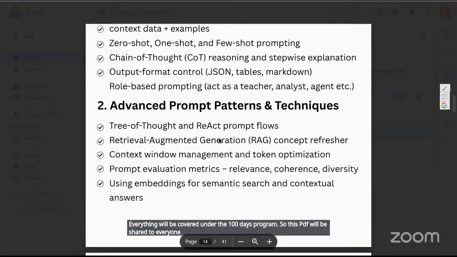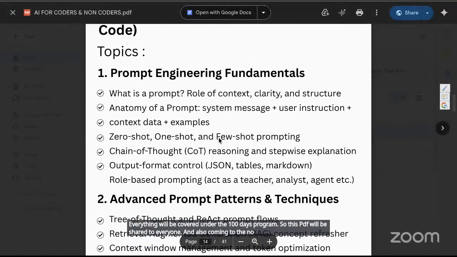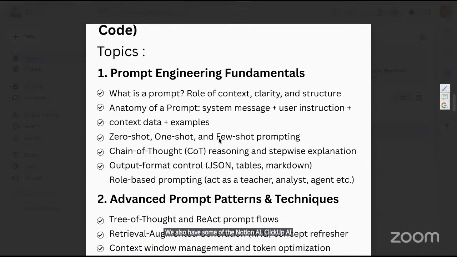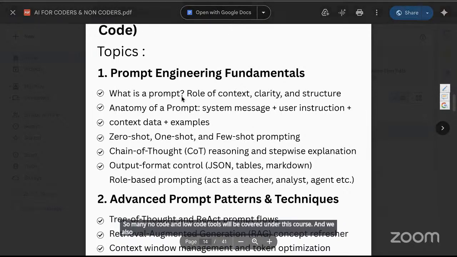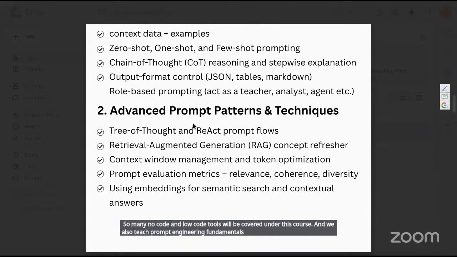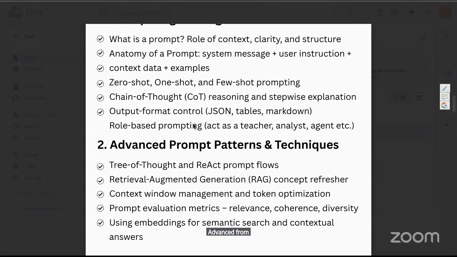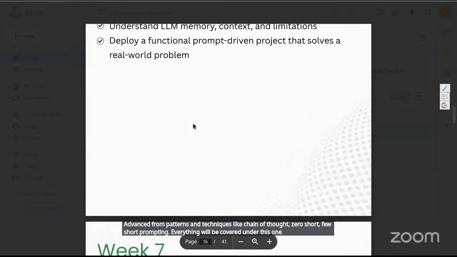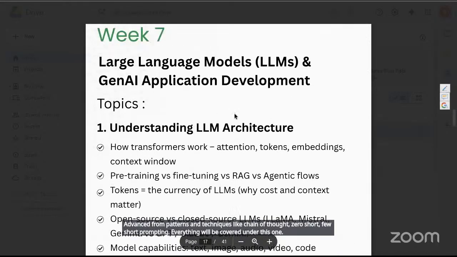And also coming to the no code tools, we also have Notion AI, ClickUp AI, and also n8n, Make.com, Zapier. So many no code and low code tools will be covered under this course. And we also teach prompt engineering fundamentals, advanced prompt patterns and techniques like chain of thought, zero shot, few shot prompting. Everything will be covered under this one. So we'll share this PDF to everyone.